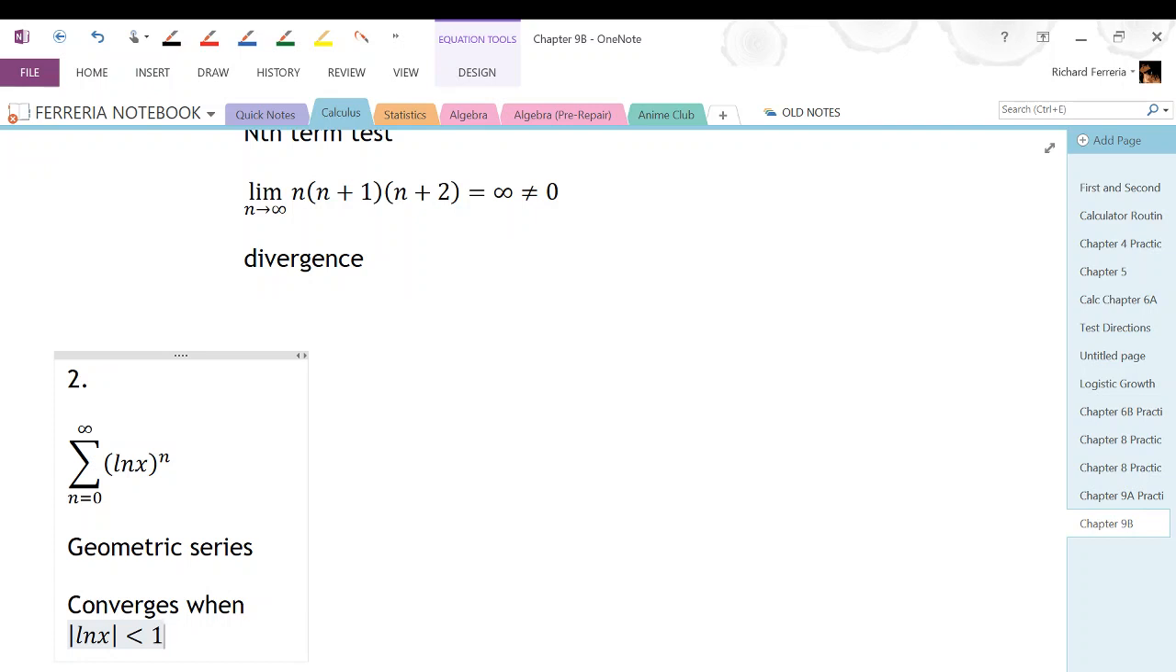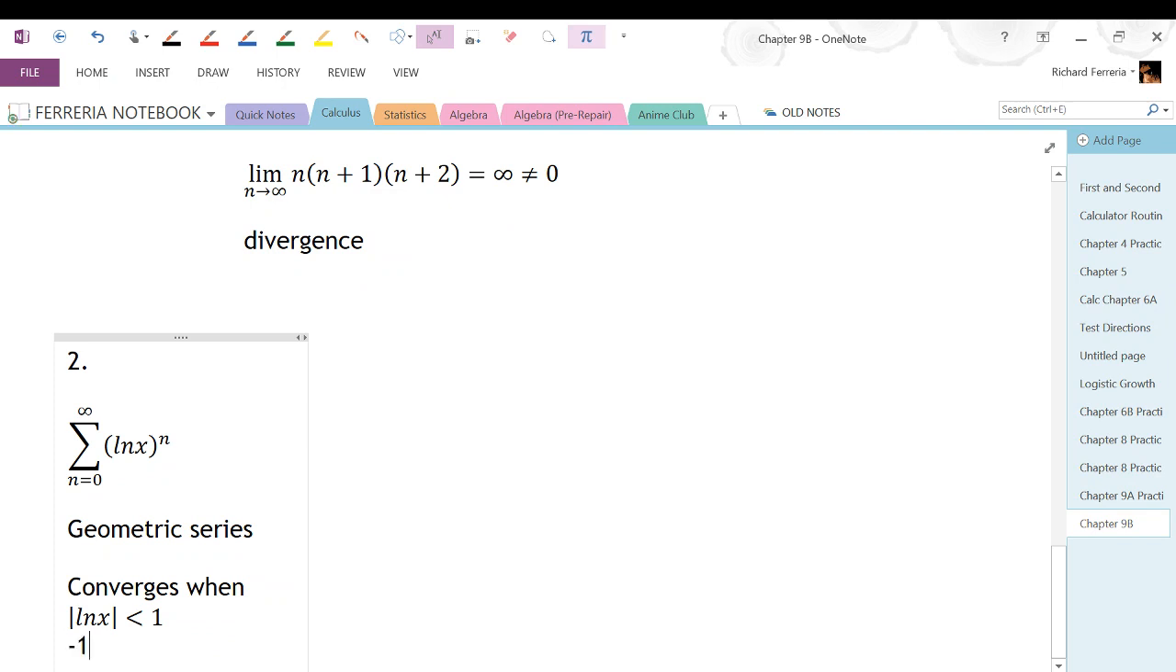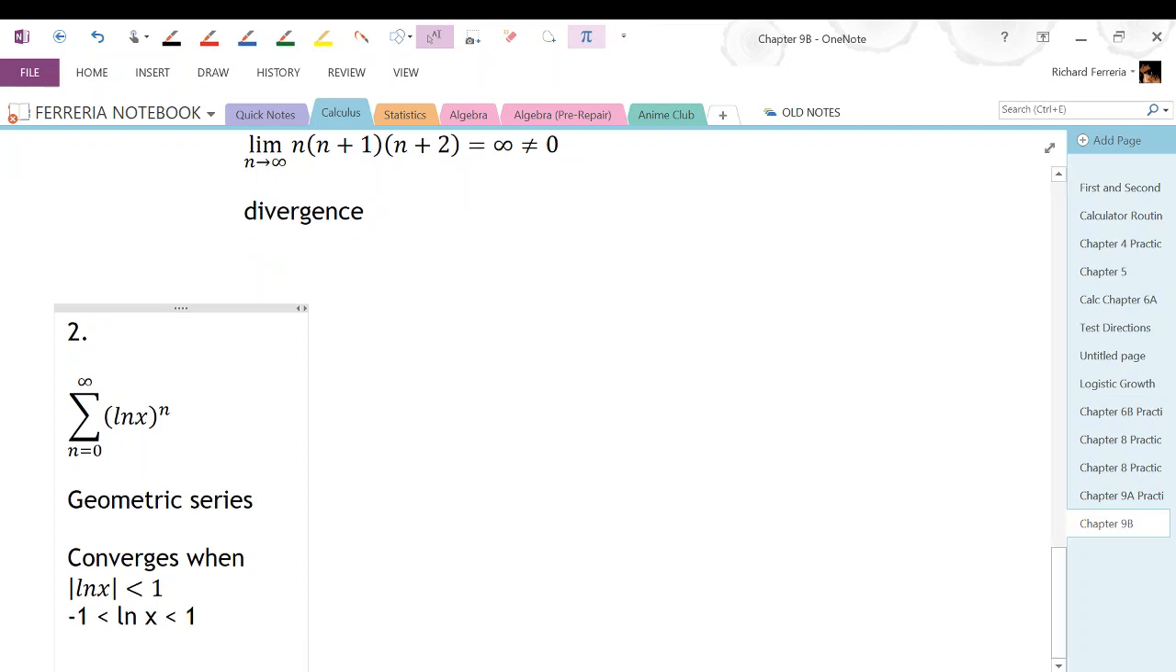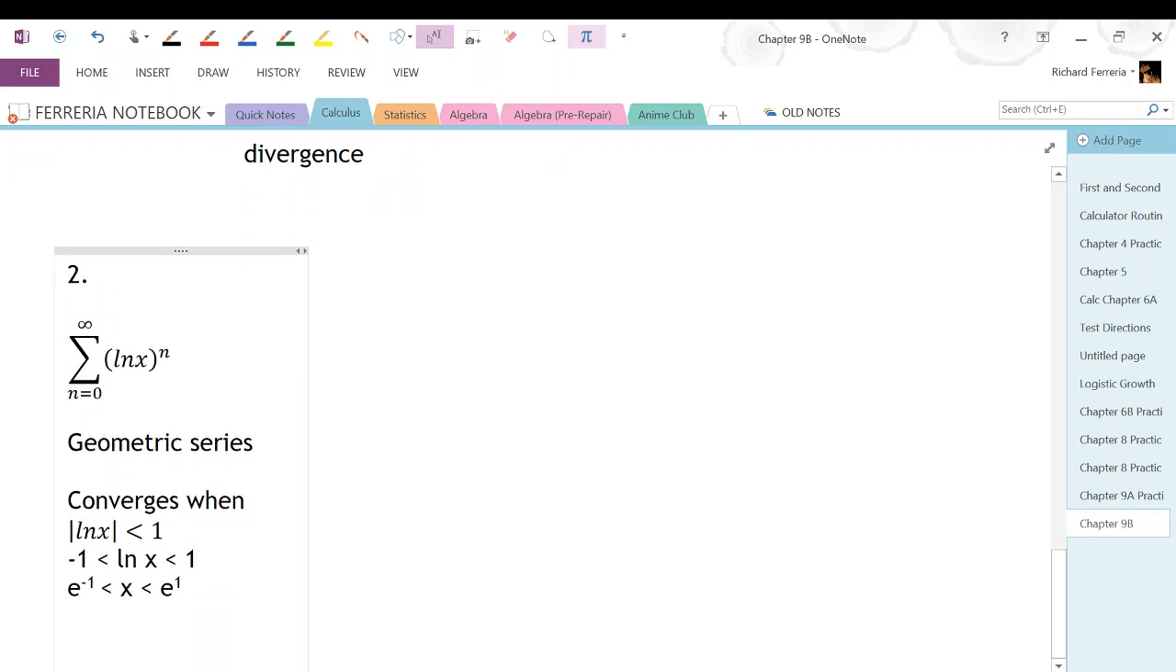What are you supposed to find? The interval of convergence? Okay. So in order to do this one, I think it's easier to just say negative 1 is less than the natural log of x is less than 1. Now you're going to exponentiate. So e to the negative 1 is less than x is less than e to the first power. And that's my interval of convergence. You're really kind of done right there.